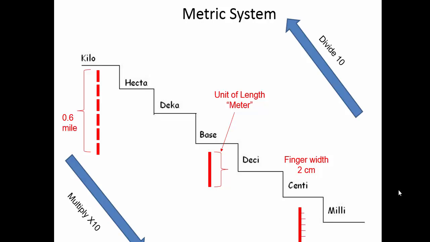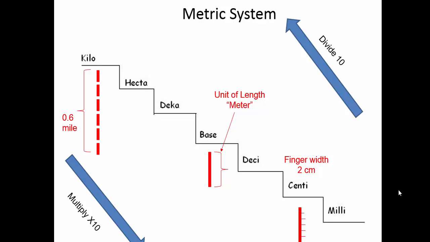And so if you were to take a look at the base unit meter, if you divide the unit length meter into 100 smaller units, each of those units, of course, is a centimeter.